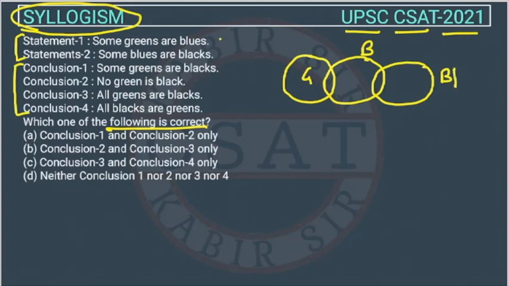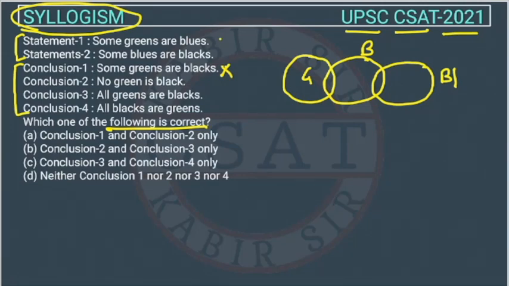So one case is possible, right? There may be some relationship between green and black also, right? So we don't know that. So let's see the conclusions. Conclusion first: Some greens are black. This is not given, so we cannot draw it. We are not sure about it, right? So this conclusion is not possible.